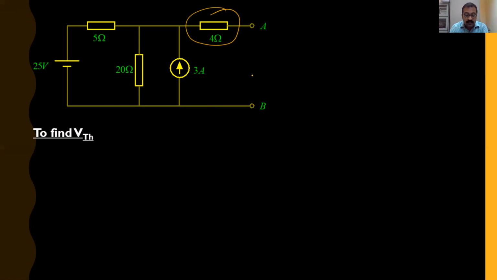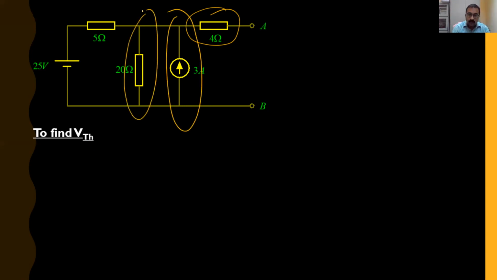Since A and B is open, no current can flow through the 4 ohm, so there will be no voltage drop across the 4 ohm impedance. The voltage across AB is the voltage seen by the 3 ampere current source. That will be the same as the voltage across the 20 ohm, or the voltage across the 25 volt and 5 ohm. Any of these voltages is the same as the open circuit voltage across A and B. That will give you VTH.